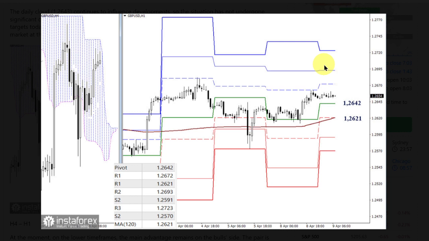Breaking through and consolidating below the key levels of 1.2642 and 1.2621, that's the central pivot point of the day and the weekly long-term trend, can change the current balance of power, shifting the equilibrium and possibilities towards strengthening bearish sentiments. Additional targets for bears today may be supports of the classic pivot points, 1.2591 and 1.2570.